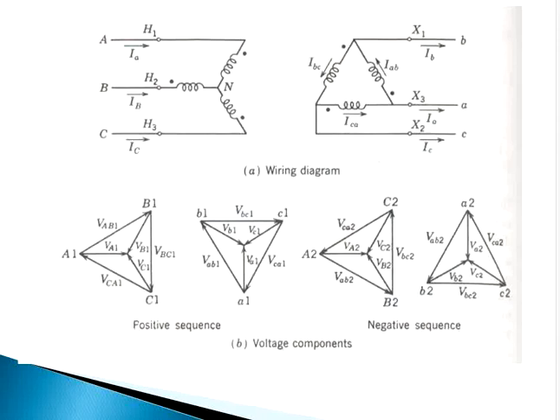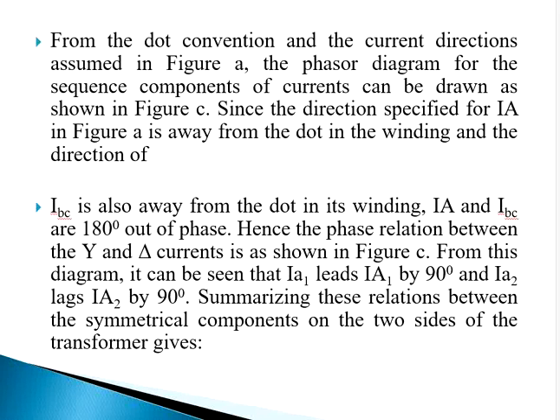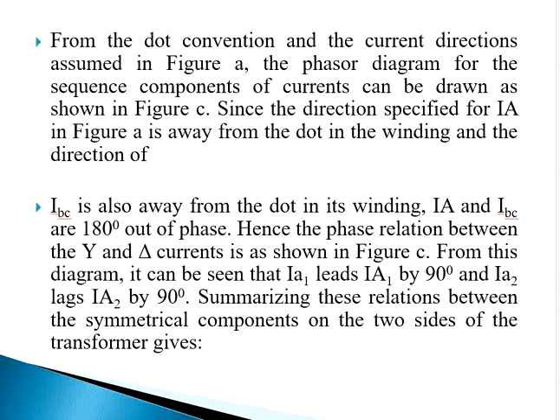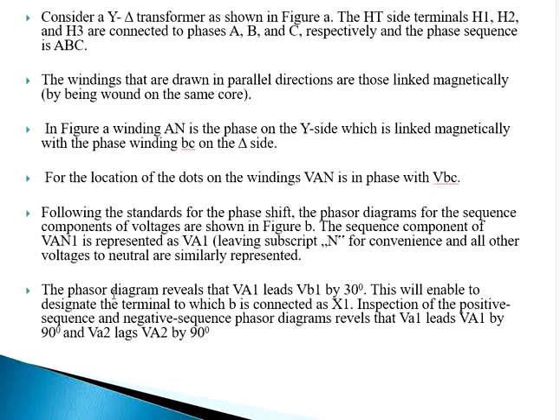The phasor diagram reveals that VA1 leads VB1 by 30 degrees. This will enable designating the terminal to which B is connected as X1. Inspection of the positive and negative sequence phasor diagram reveals that VA1 leads VA1 by 90 degrees, and VA2 lags VA2 by 90 degrees. That means for the same phase sequence, it will lead by 90 degrees. If it is in phase sequence related to the terminal, that will lead by 30 degrees.